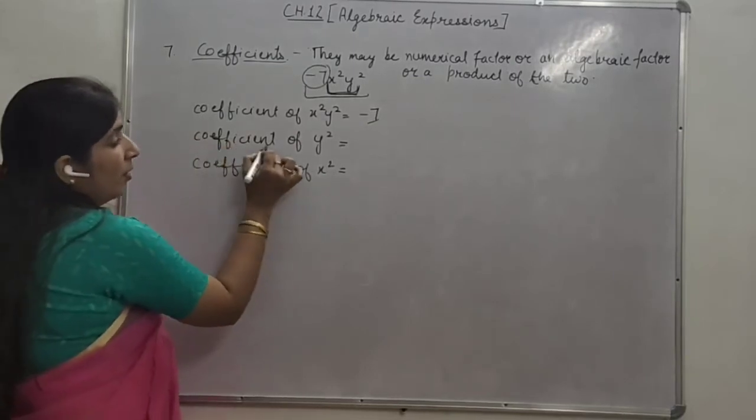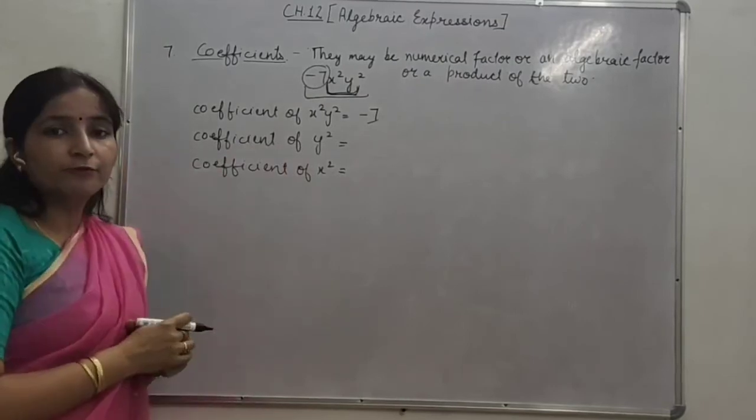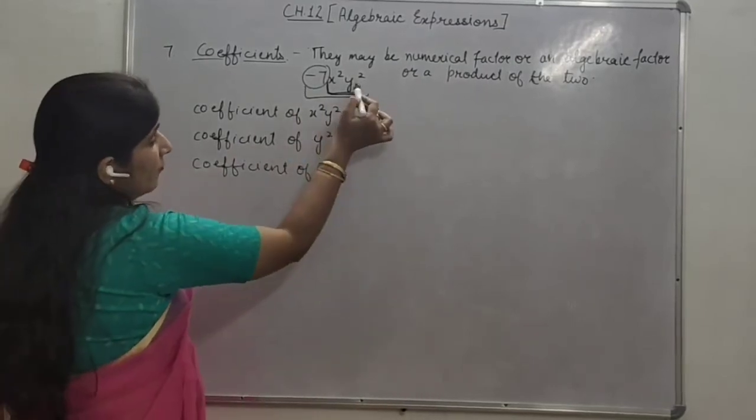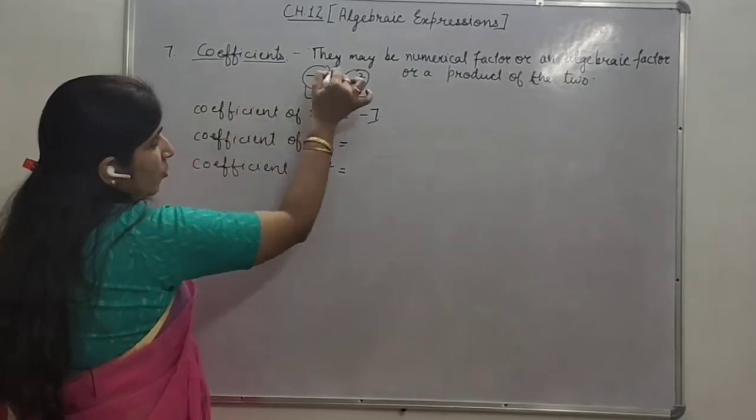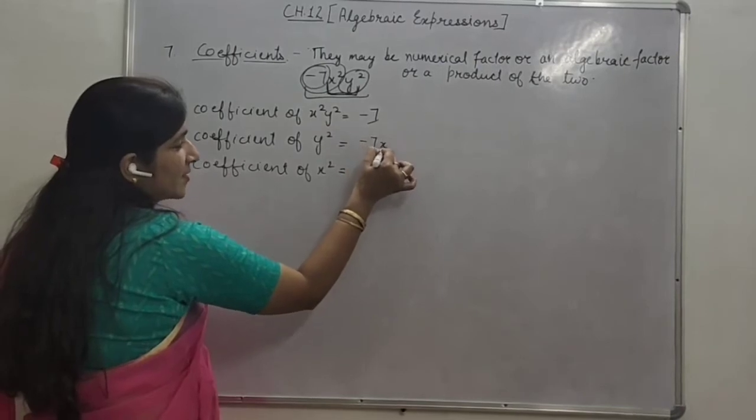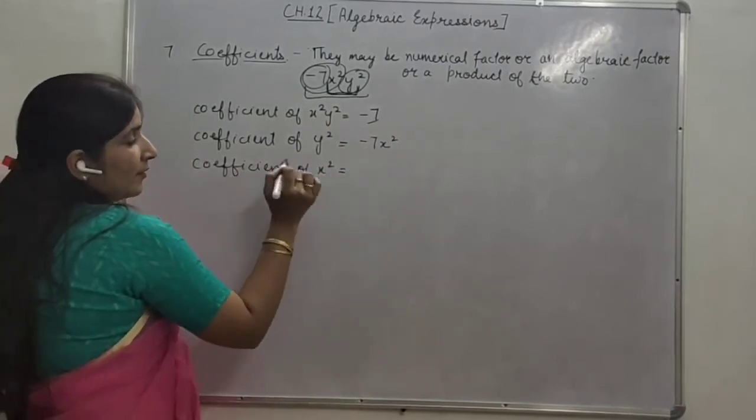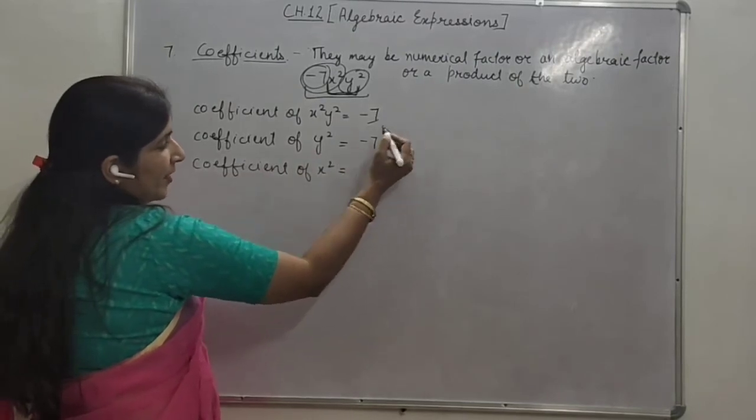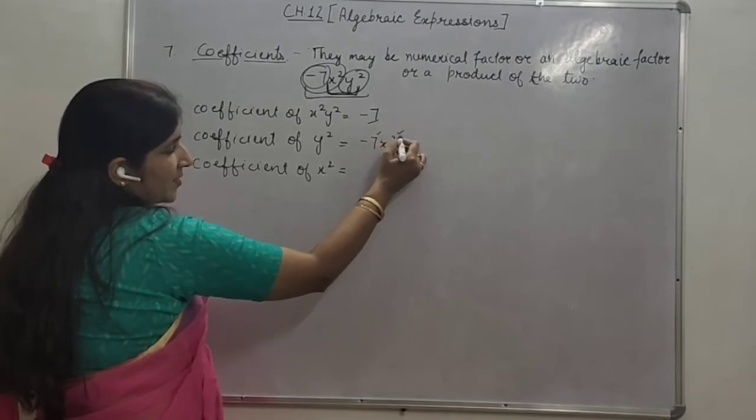Now, if we want to know what is the coefficient of y square, then we need to separate only this much. So what are the things left here? Here is minus 7x square. Now this time it is the product of the two, means the algebraic factor and the numerical factor. This is the algebraic factor. Algebraic factor means the variable one.